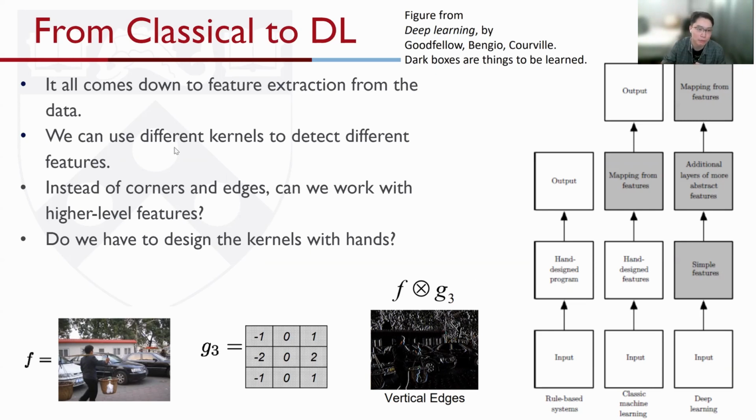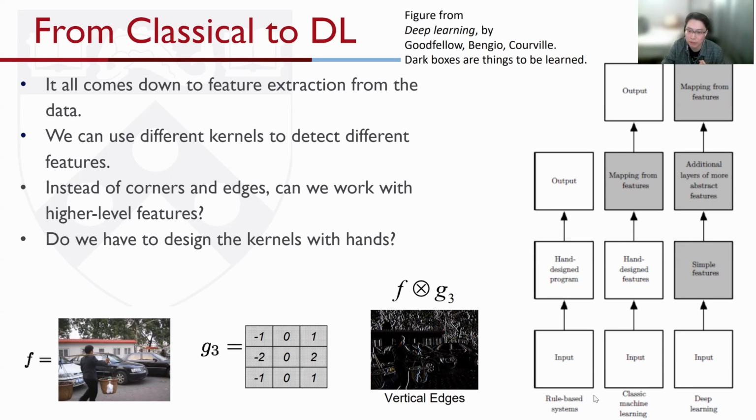So we can use different kinds of kernels to detect different features. But last time we only talked about simple features, for example, corner detection or edge detection. So instead of just corners and edges, can we work with higher level features? For example, can we detect this person on his own? And do we have to design the corners by hand? Of course, the answer is that deep learning can help us do that.